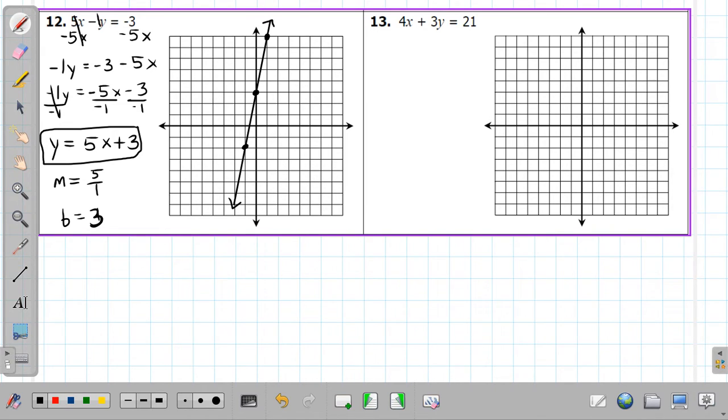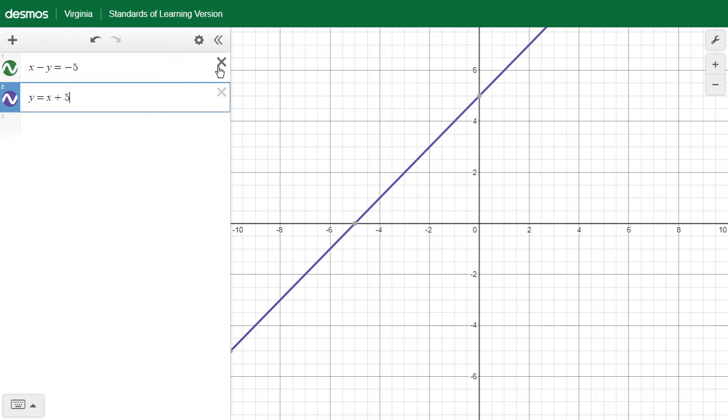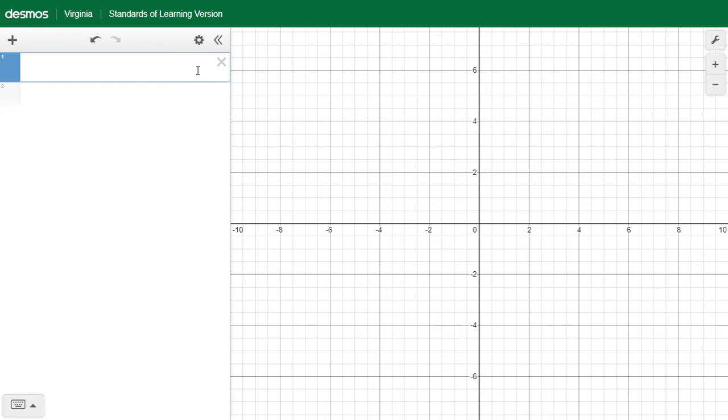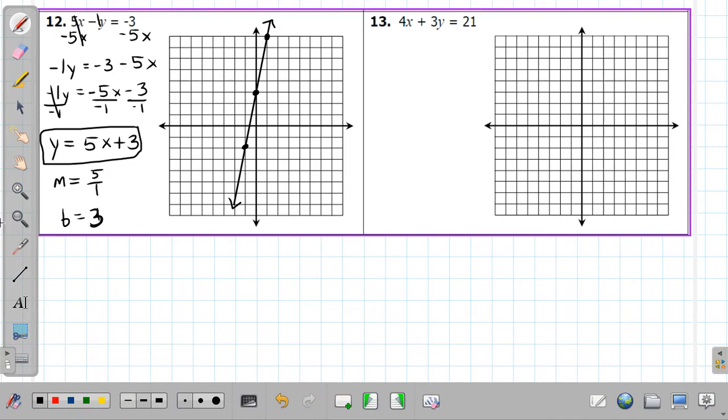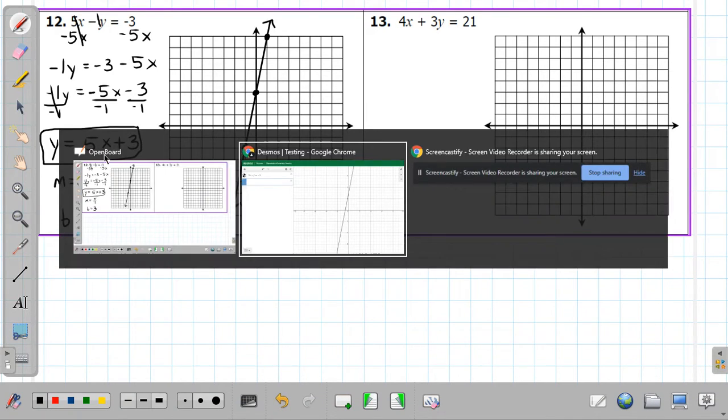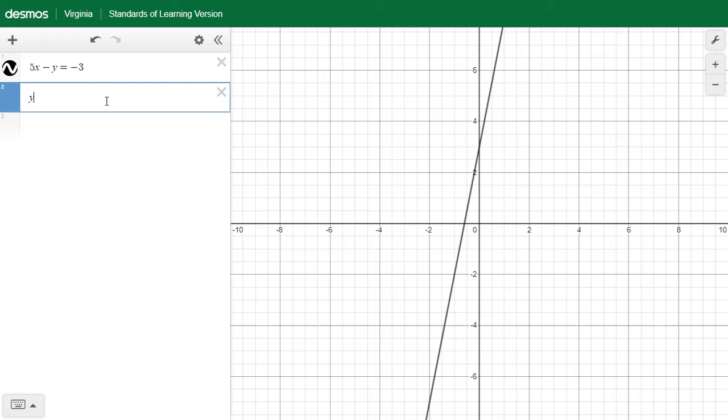And we can verify that. We can check it, because let's just plot both of these equations. So 5x minus y equals negative 3, and then what was the other one? y equals 5x plus 3.